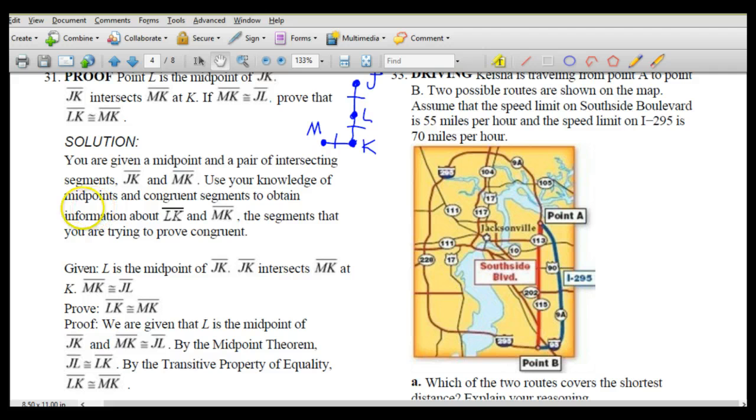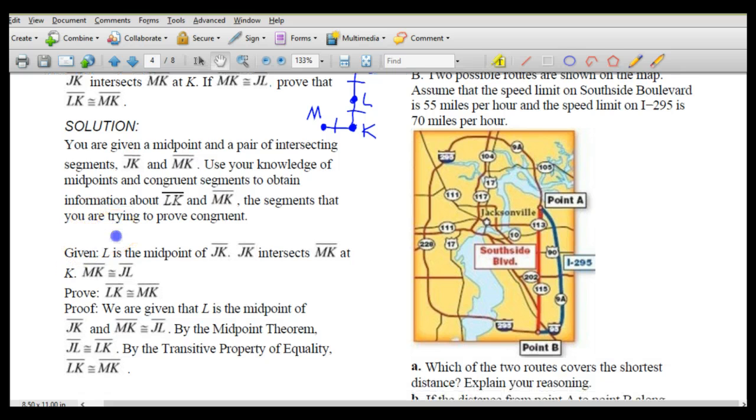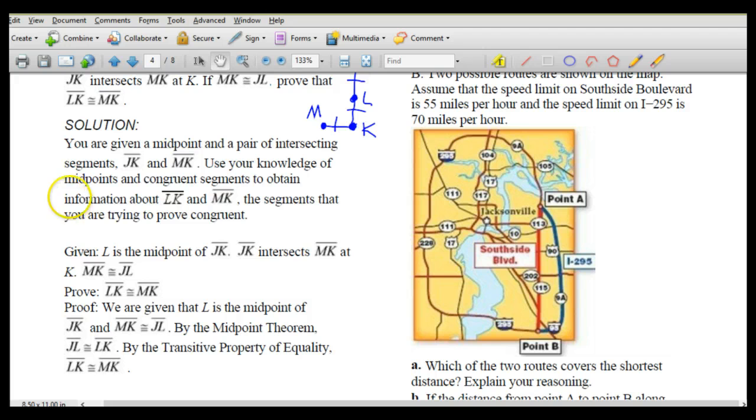we start off with MK is congruent to JL. And by the midpoint theorem, we showed that JL is congruent to LK. So since MK and LK are both congruent to JL, then by the transitive property, they have to be congruent to each other because they're congruent to the same thing. So that's how the transitive property works. And that's our proof. So that's what we wanted to show, that LK and MK are congruent.